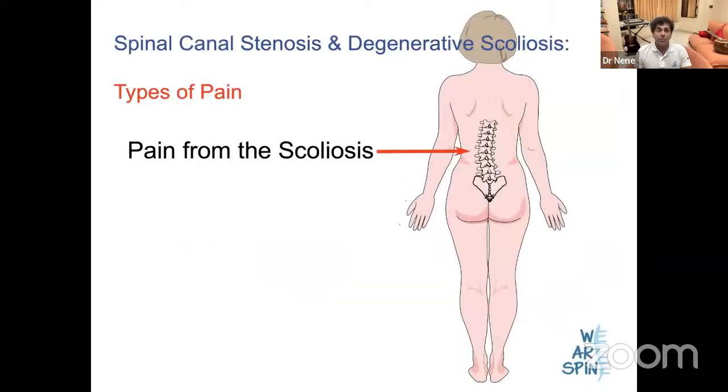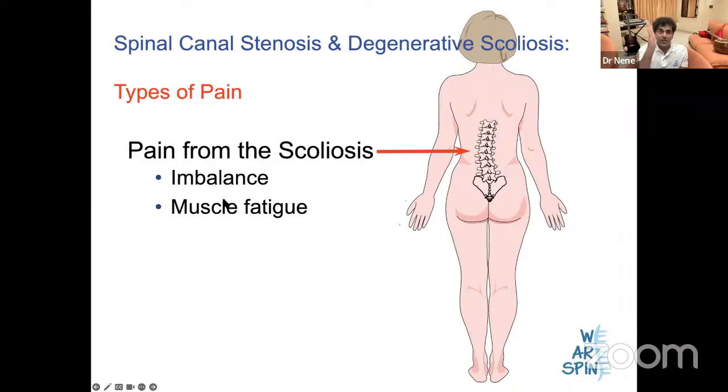Okay. And a patient who comes with degenerative scoliosis will come with different types of pain. One could be just pain in the back from scoliosis. There could be imbalance, which makes it a bit difficult for the patient to walk, and muscle fatigue. Now these two are becoming more and more in focus. And now we realize that this is actually because of degenerative kyphosis rather than scoliosis.